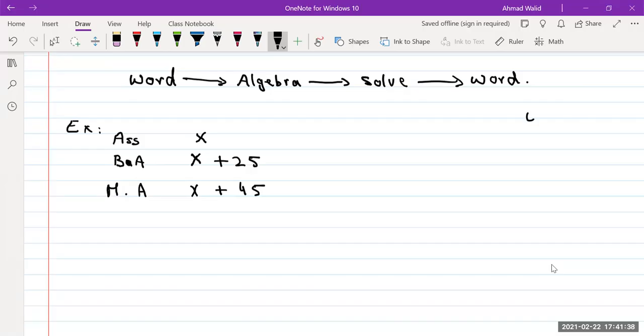Maybe you see I'm writing first 45, then I put a plus sign here, then I put an X. Usually for the words more than and less than, you write from right to left. More than a number means your number plus something. Less than a number means X minus something, correct?